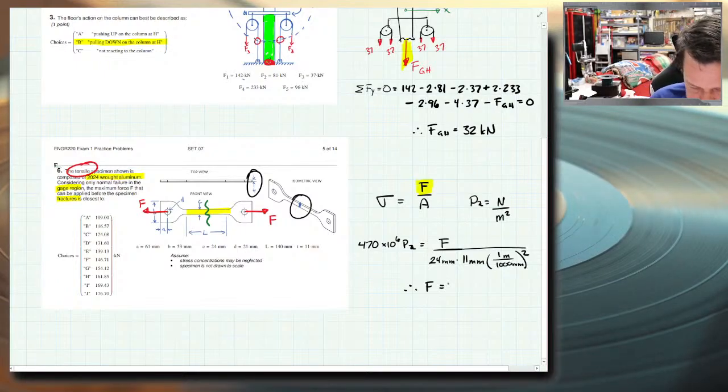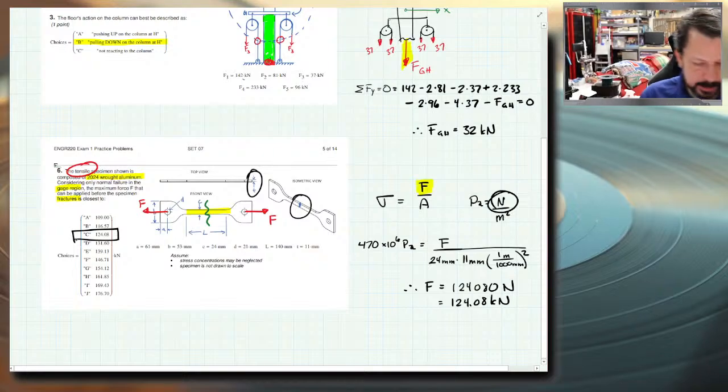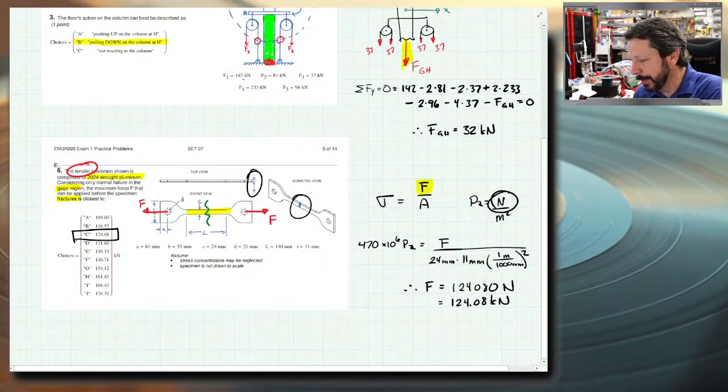I get F is 124,080. These units would end up newtons. Looks like my answers are in kilonewtons, so 124.08 kilonewtons, which is right here, C. Again, it's always good when you land on one of the options there.